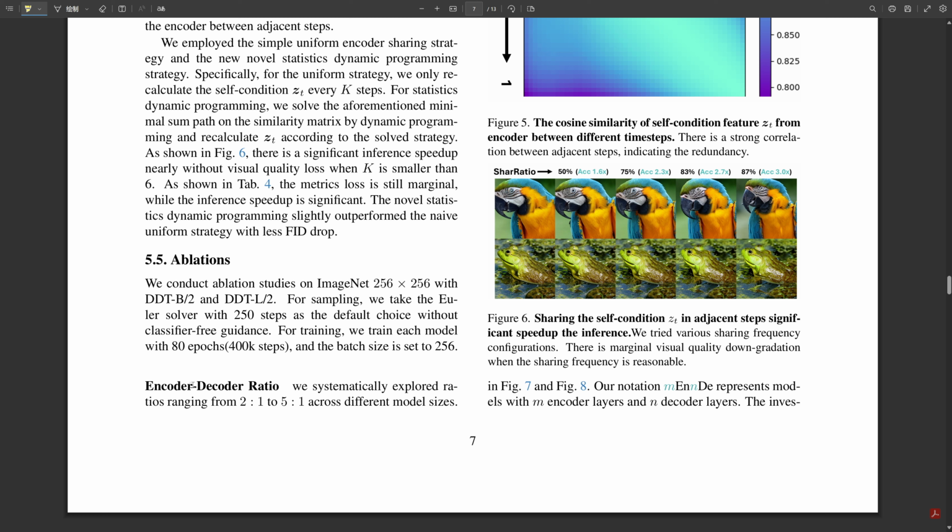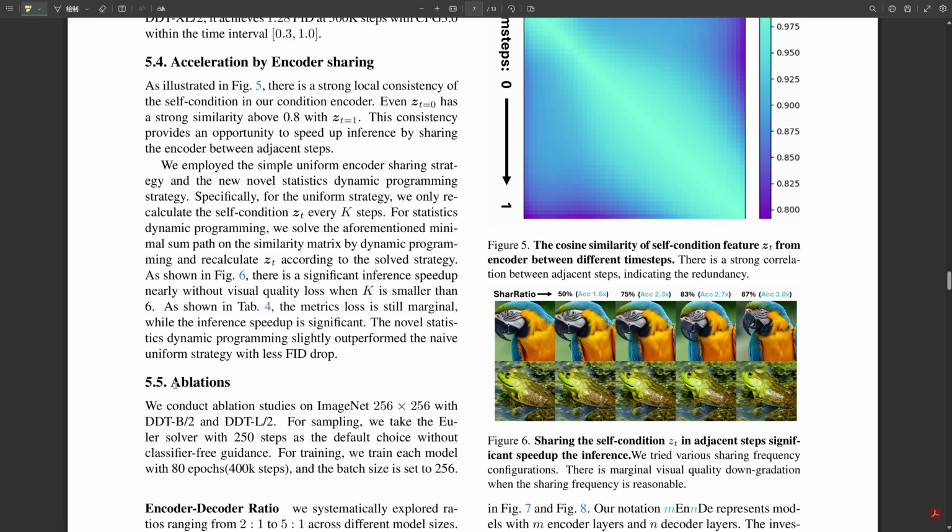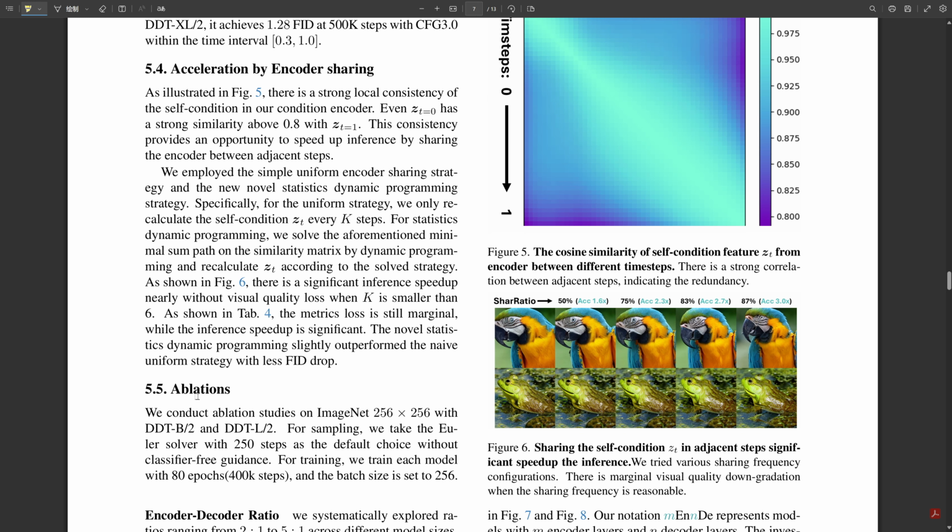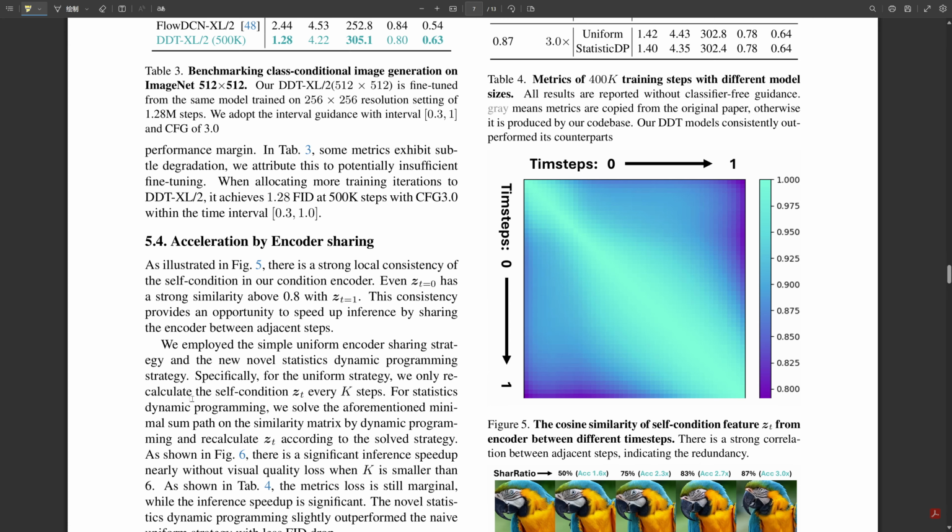On the harder 512 by 512 ImageNet, they hit 1.28 FID within 500,000 fine-tuning steps, consistently beating the previous bests. And this holds up especially for larger models, you said. Yes, the paper notes that DDT consistently outperforms the baselines, and the advantage seems to grow as the models get bigger. It really suggests this decoupled approach scales well. Okay, faster training, better results, that's great.